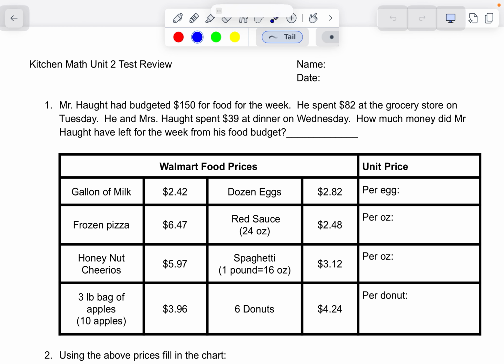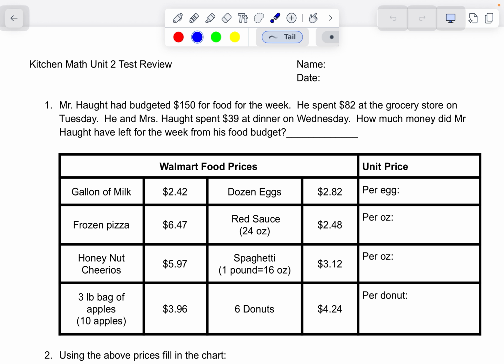Quizzes. You'll see some stuff that we had done on some of the quizzes repeated. It said Mr. Hahn had budgeted $150 for food for the week. He spent $82 at the grocery store Tuesday, and he and Mrs. Hahn spent $39 at dinner on Wednesday. How much money did they have left for the week from his food budget?